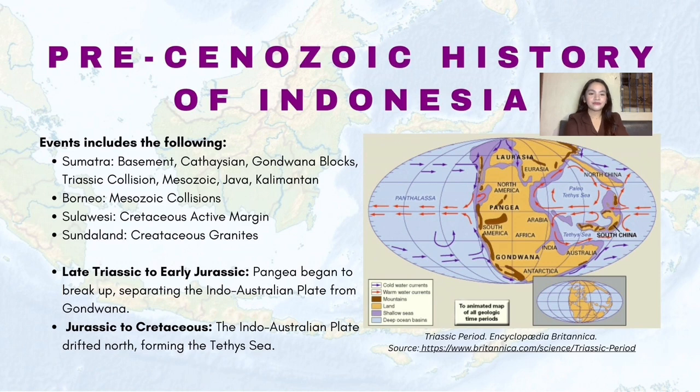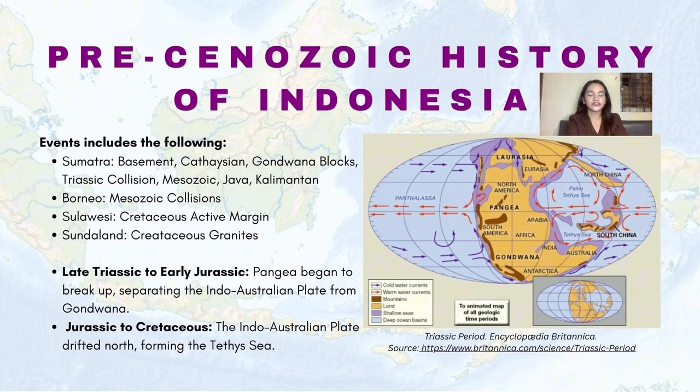First, we have the Sumatra's basement. Sumatra's basement consists of pre-Tertiary continental blocks derived from Gondwana and Cathaysia. Next, Cathaysian. Parts of Sumatra show a Cathaysian floral and faunal affinity, indicating a connection to the Cathaysian terrain during the Paleozoic. Moving forward, Gondwana blocks.